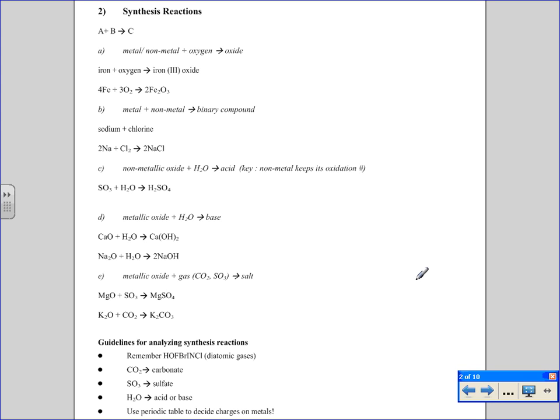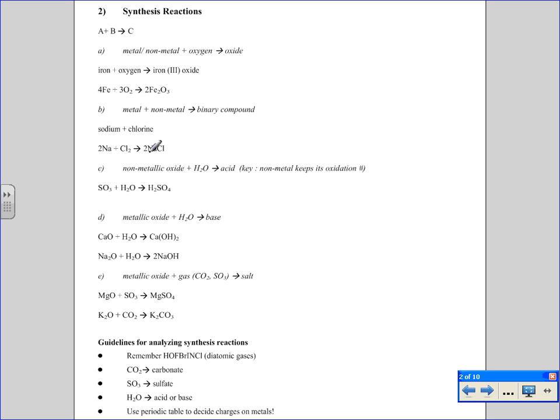Synthesis reactions are the opposite. They're combining smaller molecules to make a product. And there's lots of different combinations. So you might take a metal with oxygen to make the oxide. In this example, you've got iron plus oxygen making rust. You could take a metal and a nonmetal just to make a binary compound, so sodium plus chlorine producing sodium chloride.